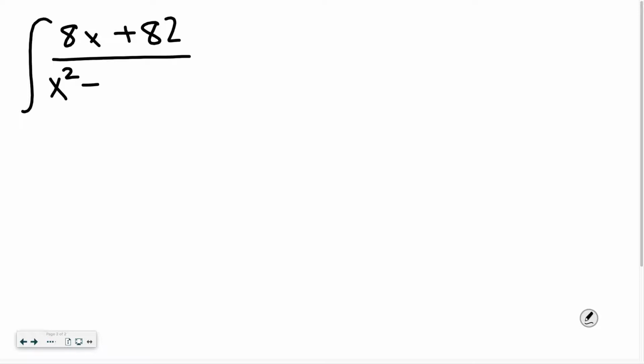Let's jump in here. Not squared. The integral of 8x plus 82 all over x squared plus 3x minus 10 dx. So this is a technique that you learned 2 years ago. We need to refresh. But once we do the decomposition, the integration is the easiest it's been all chapter.